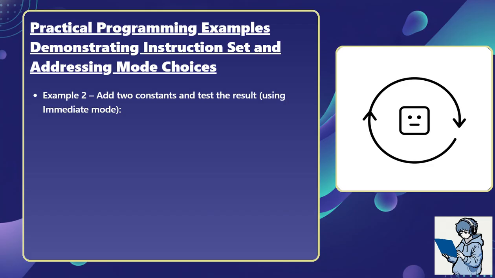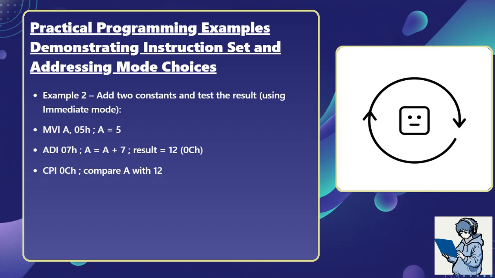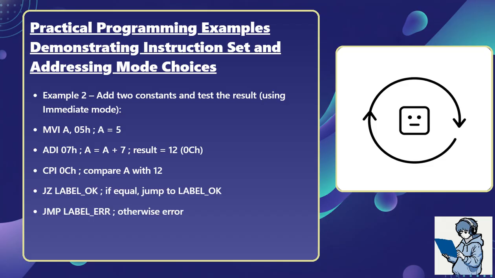Example 2 - add 2 constants and test the result using immediate mode. MVI A, 05H: A equals 5. ADI 07H: A equals A plus 7. Result equals 12, 0CH. CPI 0CH, compare A with 12. JZ label_OK: if equal, jump to label_OK. JMP label_ERR otherwise, error.